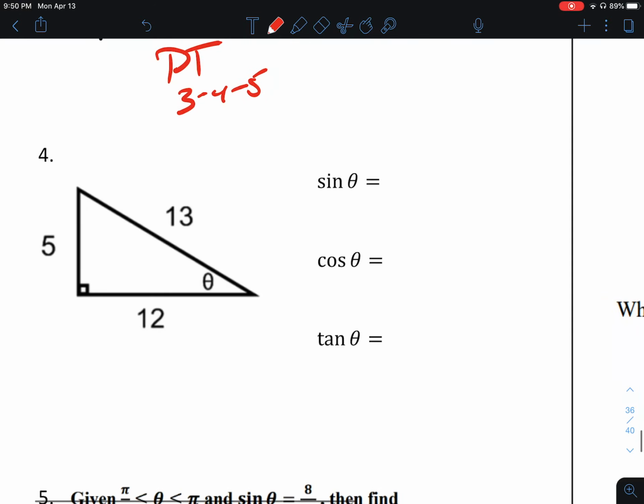Number 4, supposed to find sine, cosine, and tangent of this. If you remember, it looks like this is a reference angle because one of the legs is horizontal. So we could say that sine is y over r.